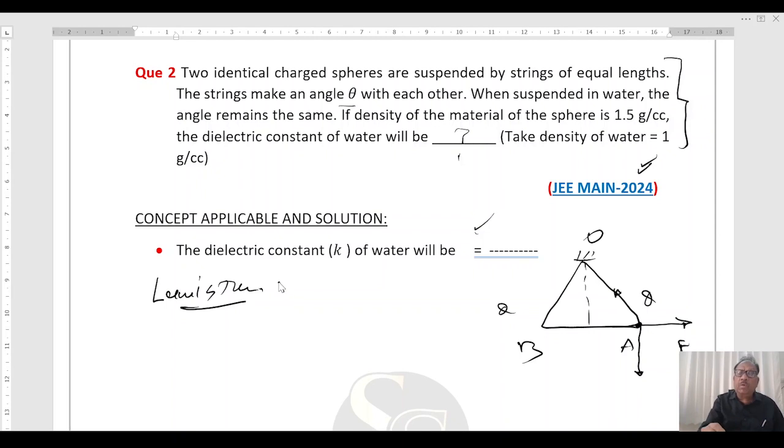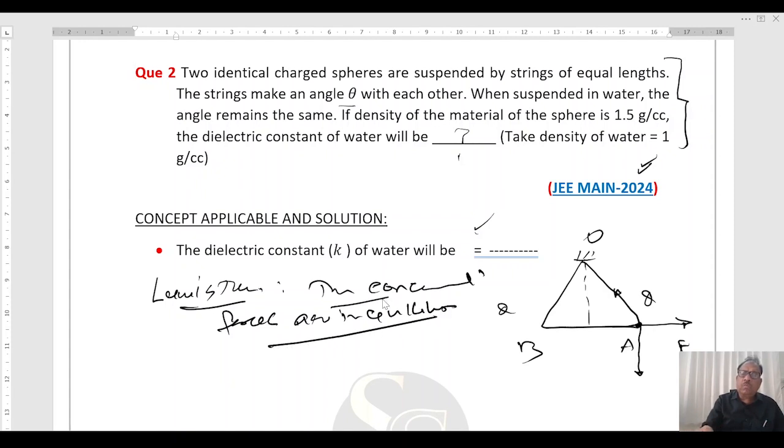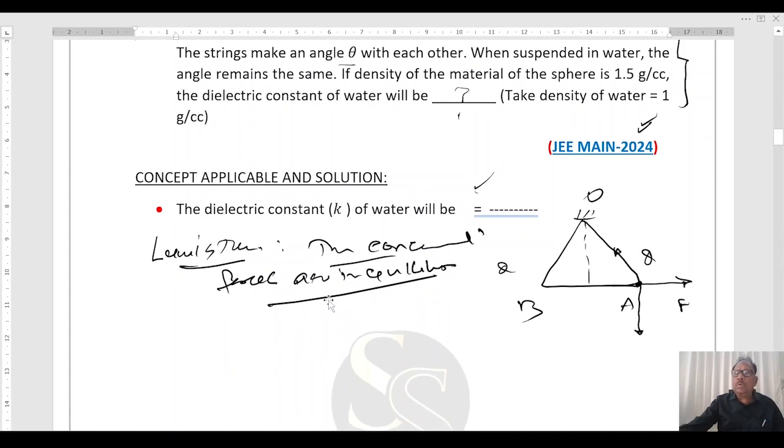Lami's theorem is applicable when three concurrent forces, acting at a point, are in equilibrium. Three concurrent forces are in equilibrium, right? Then Lami's theorem is applicable.